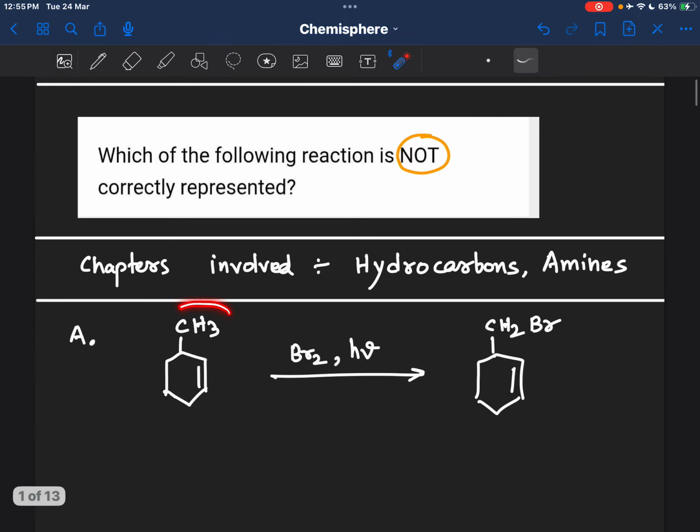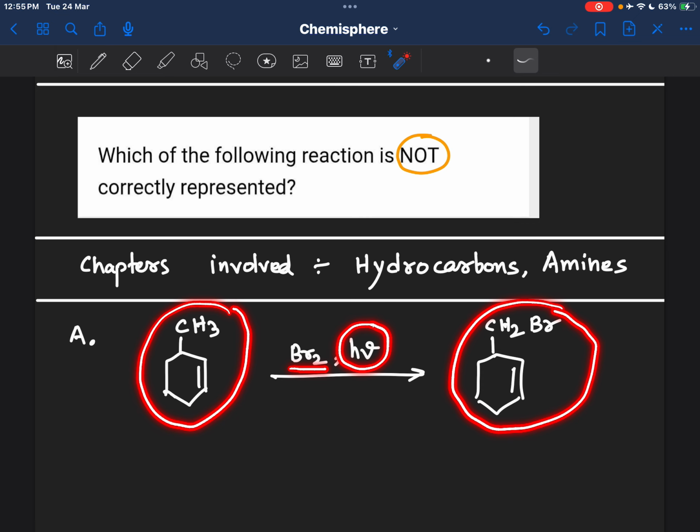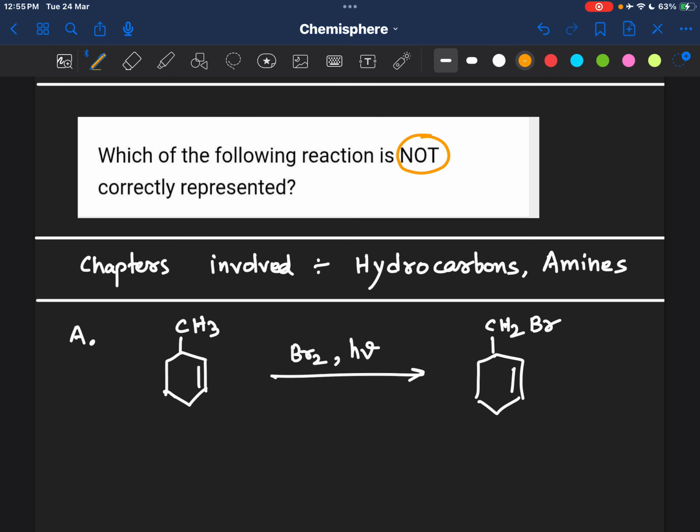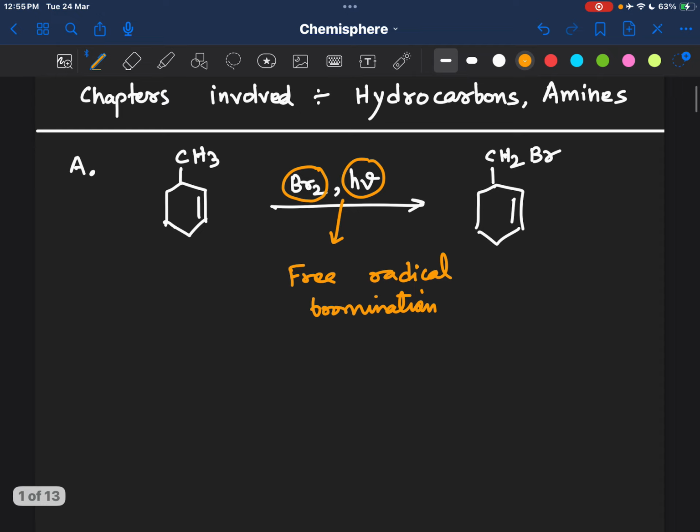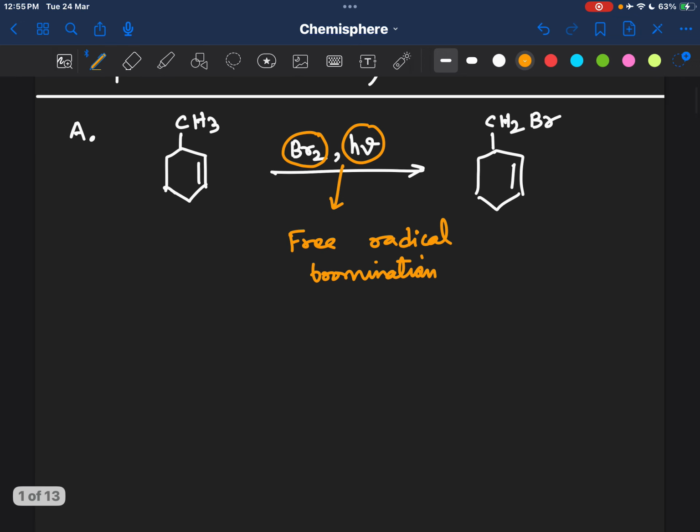So we have this organic compound and we have the reagents as Br2 in the presence of H nu, or light, and we are getting this as the product. Okay, so the first thing that we need to look at is that we have bromine and we have H nu. So this is going to be free radical bromination. So this is free radical bromination, and I will give you some data about free radical bromination.